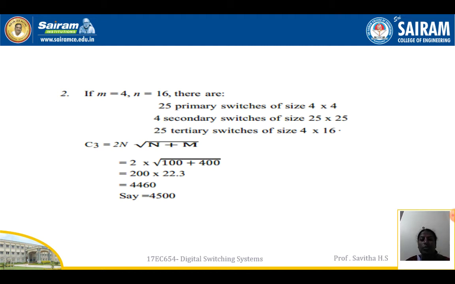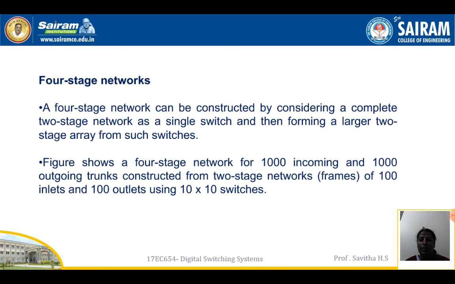So C3 is equal to n square root of n plus m, 2 into 100 plus 400. 200 into 22.3 is 4460. Say we can take it as 4500.